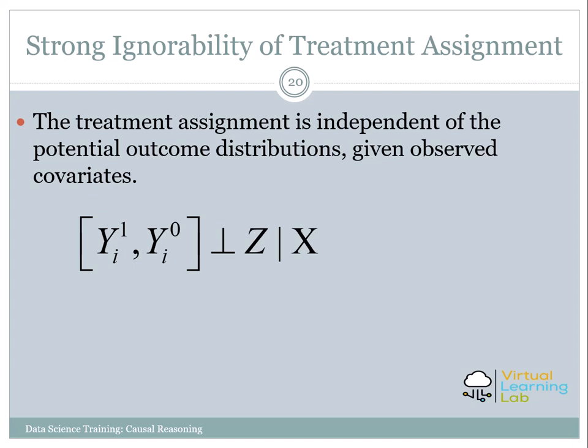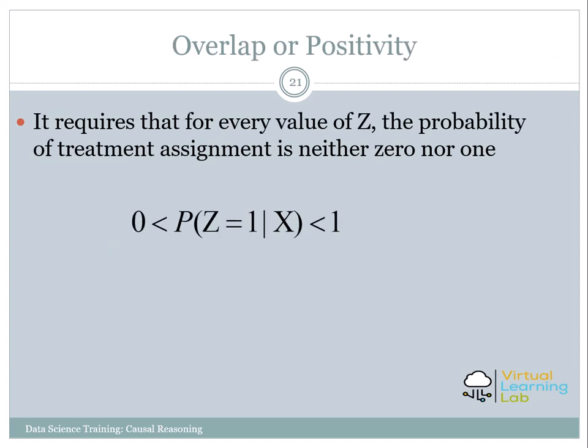The next assumption is overlap or positivity. It requires that for no participant there is a probability of 0 or 1 of participating. So nobody is perfectly predetermined to participate or not to participate.